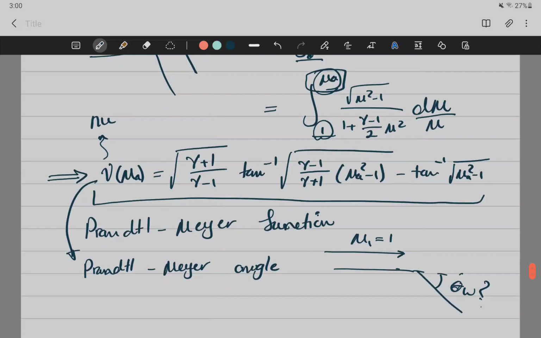The equation for the Prandtl-Meyer angle, is that supposed to be the square root of gamma plus 1 over gamma minus 1 times the difference of the two? No, it's times this one. Times that one specifically? Yeah.